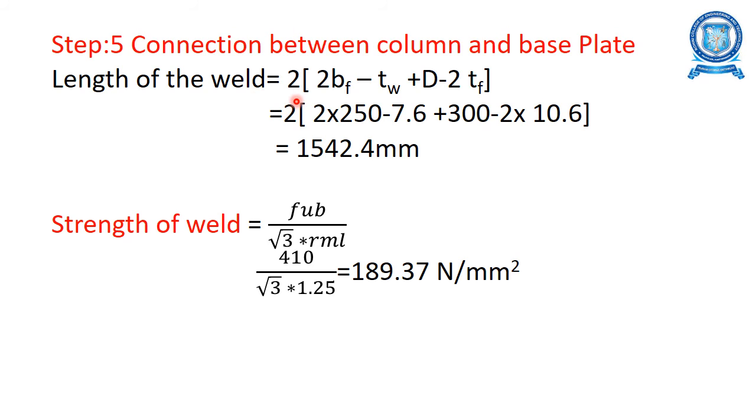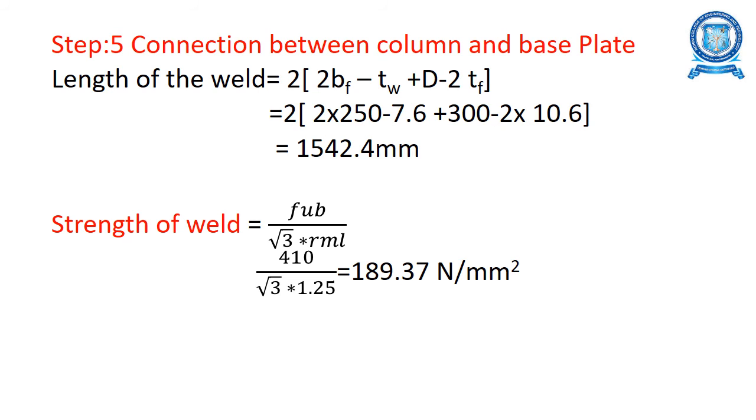So the length of the weld we have to find out is equal to 2 into 2bf minus tw plus d minus 2tf. Substituting all the values, finally we get a value of 1542.4 mm. Then we have to find out the strength of the weld by this equation: fu divided by square root of 3 into gamma m1. Substituting, that will be equal to 410 divided by square root of 3 into 1.25, so 189.37 Newton per mm square.